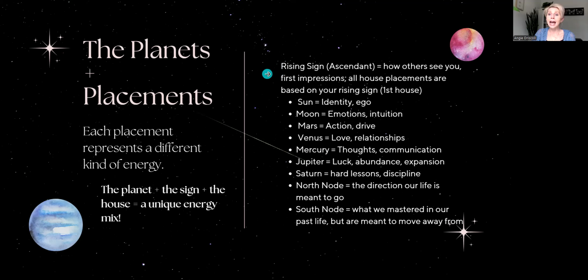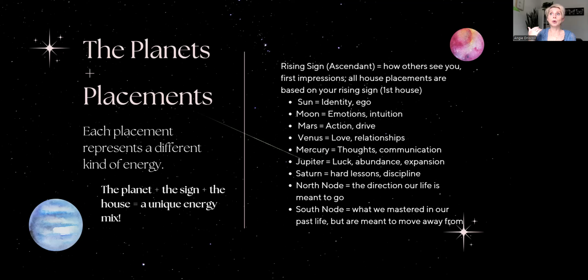This is how others see you. This is first impressions. And all house placements are based on your rising sign, because your rising sign, your ascendant, is your first house. Everything else house-wise is based off of that, which is why it's such an important piece of information.